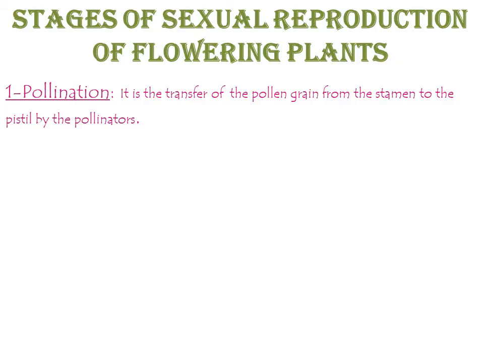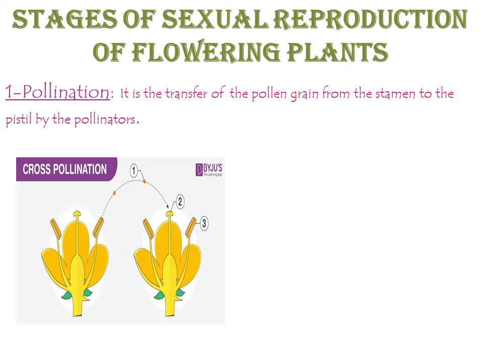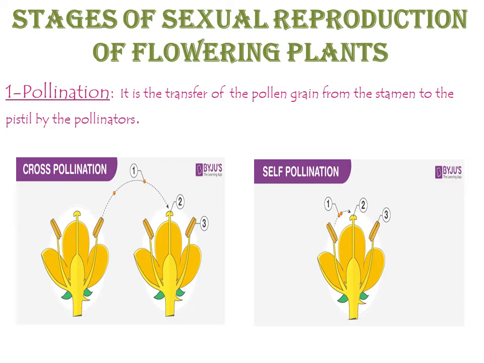The first stage of sexual reproduction of flowering plants is pollination. It is the transfer of the pollen grain from the stamen to the pistil by the pollinators like the wind, insects, and birds. There are two types of pollination: cross-pollination is the transfer of the pollen from the stamen to the pistil in another flower. However, self-pollination is the transfer of the pollen from the stamen to the pistil in the same flower.